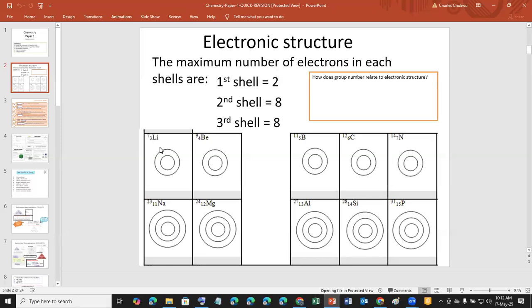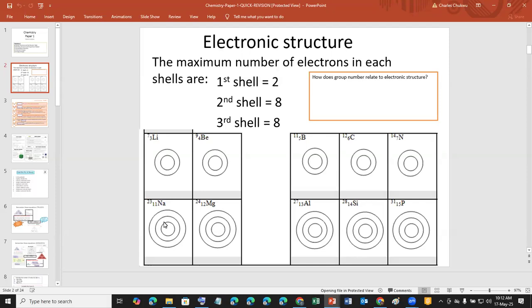If you want to break down its electronic structure, 3 is 2 plus 1. So that means 1 electron is in its outermost shell. You can see there are only 2 shells for lithium. That 1 electron in its outermost shell is what determines which group it's in.